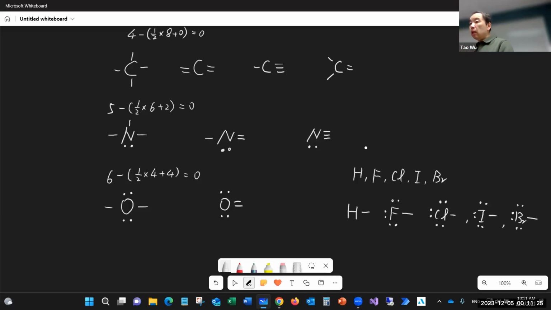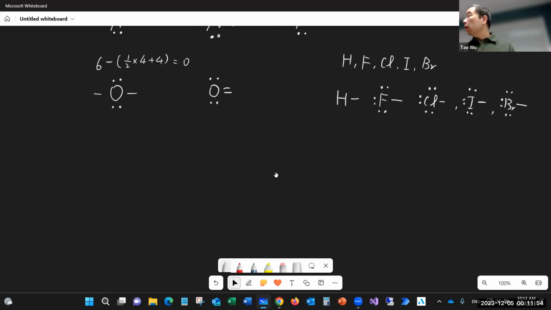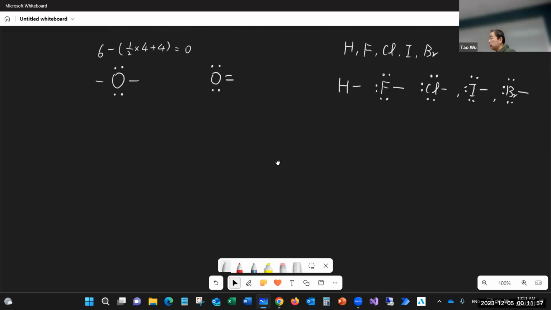Are you with me? Okay, so now we already talked about the very common elements: carbon, nitrogen, oxygen, hydrogen. So if you're looking at a Lewis structure, in most cases you will be able to tell whether the structure is stable or not. Does it make sense? Okay, so this is what we talked about for formal charge. The next part, let's take a break, and then we will talk about the geometry of the molecule.